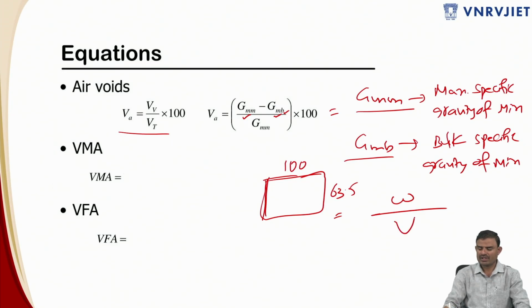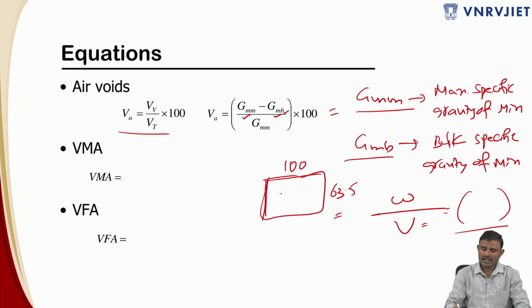So the easy way is to work out the volume of this specimen. You calculate the average diameter at three locations using vernier calipers, and this diameter is anyhow fixed, which is nothing but 100 mm diameter. Then you calculate the weight, and you are going to get some specific gravity. This specific gravity is nothing but the bulk specific gravity.